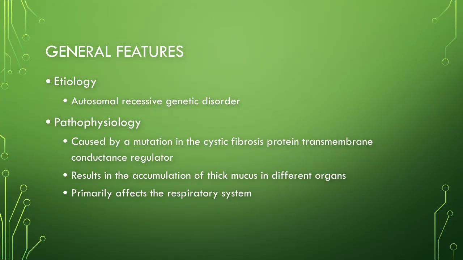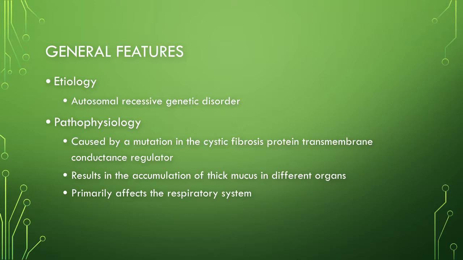We are going to begin by discussing some of the general features of cystic fibrosis, including the etiology and pathophysiology. Cystic fibrosis is an autosomal recessive genetic disorder that is most commonly seen in Caucasians. It affects 1 in 3,000 live births.